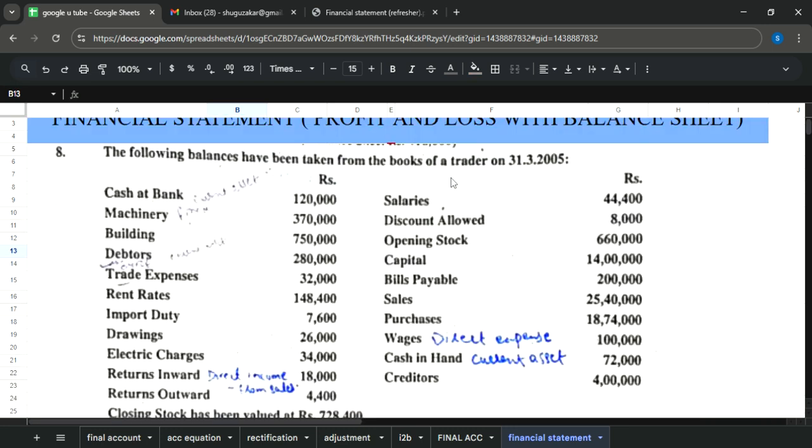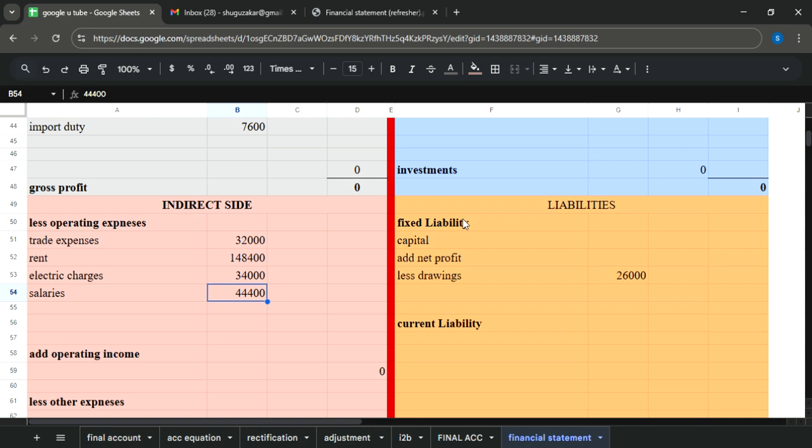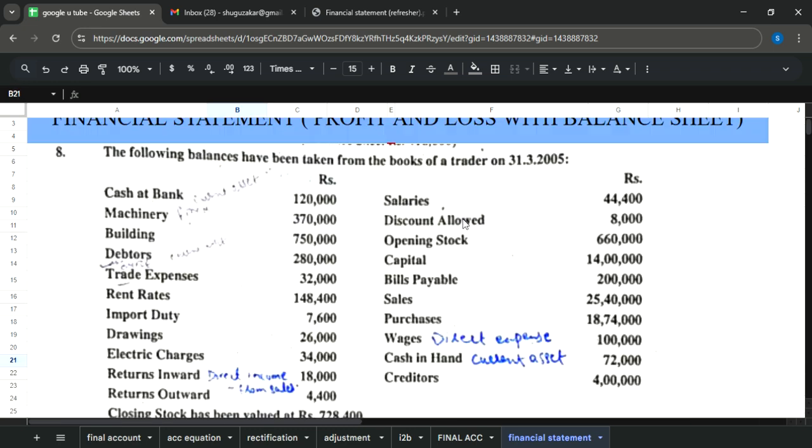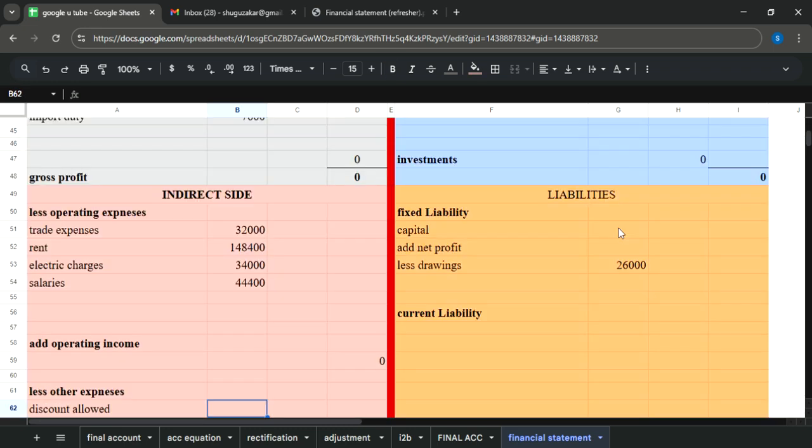Okay. Salaries done. Discount allowed. Please note it down. This is an other expense. Discount allowed means you have given this discount, so it's an expense. You will come to other expenses, and here you will mention discount allowed, amount of which is 8,000. So here you will be putting 8,000.